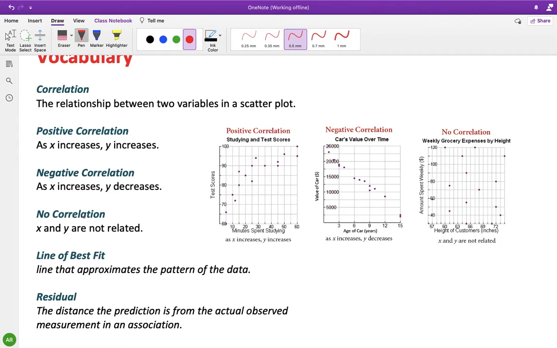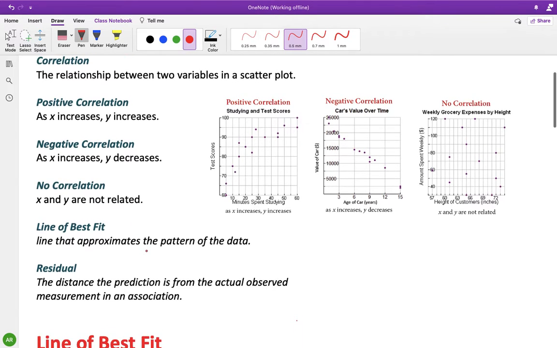No correlation means basically x and y are not related. There's nothing, they have no connection whatsoever. So in this case, it is the height of a customer and the amount they spend weekly on groceries. That probably has little to no correlation. So no correlation is probably your best bet.